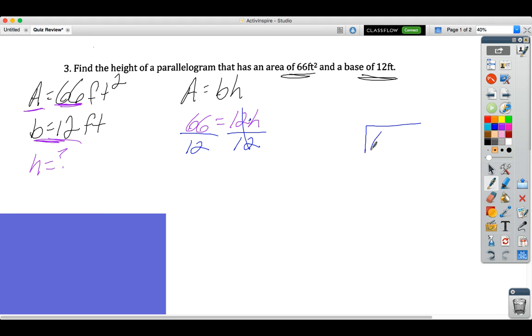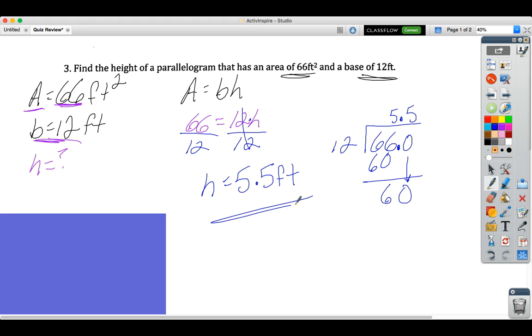So let's just do this off to the side for you in case you need help. Well, 12 does not go into 6, but it goes into 66 5 times, and 5 times 12 will give me 60. We then subtract this. So 12 cannot go into 6, so that means we need to add a 0. And since we're adding a 0 here, we're creating a decimal. We drop that 0, and 12 goes into 60 5 times. So then our height is equal to 5.5 feet. And if you wanted to check your answer, you can just go ahead and multiply 5.5 times 12, and you'll get 66.